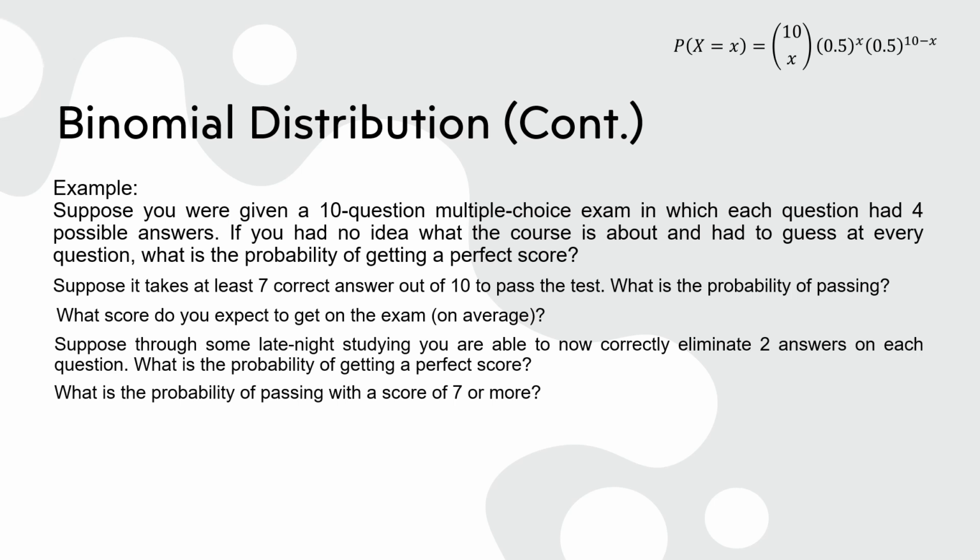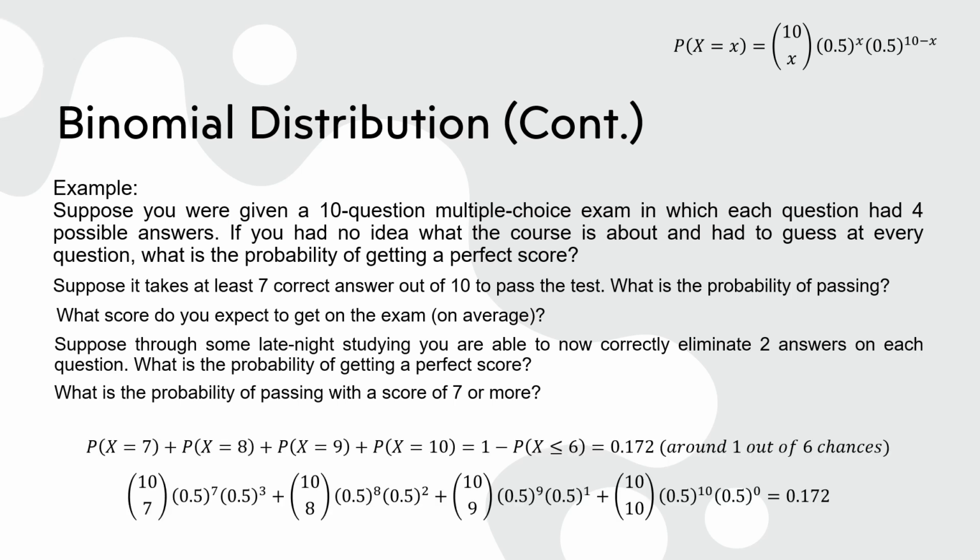Again, please pause the video here to take a moment and try answering this question on your own. To pass the test, you need to get at least 7 correct answers. This means we want to calculate the probability of getting 7, 8, 9, or 10 correct answers. The only difference is that the probability of success has increased to 0.5 due to your successful elimination of 2 of the answers in each question. Whether we choose to sum the individual PMF values for 7, 8, 9, and 10 successes or subtract the CDF for 6 from 1, the result will be the same. The probability of passing the test is approximately 0.172, or about 1 in 6 chances.